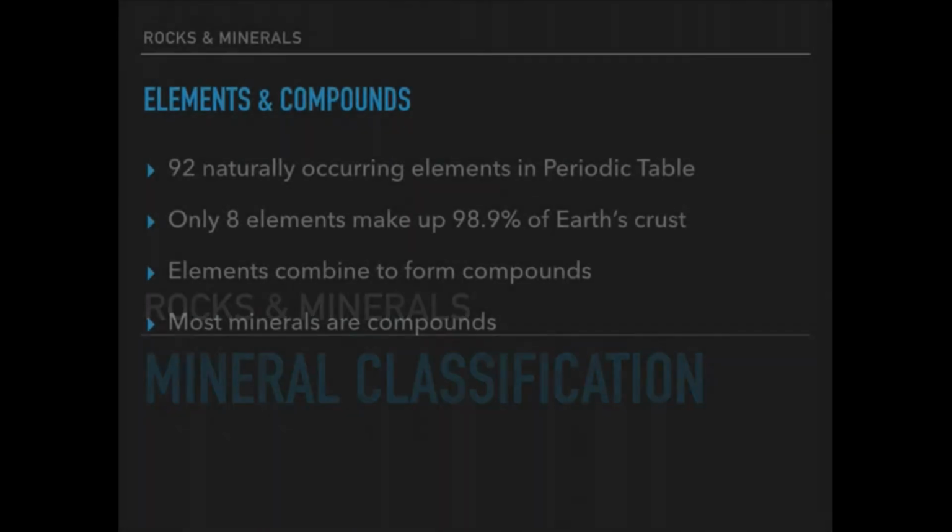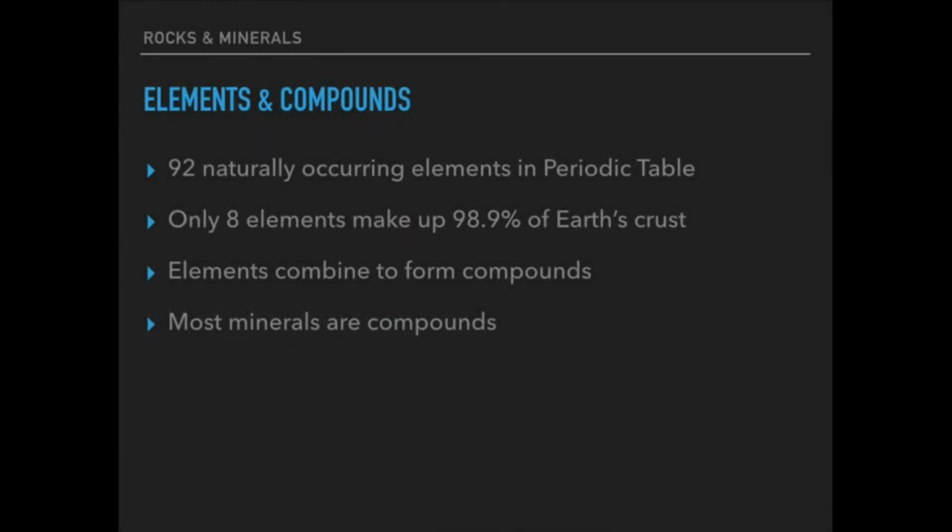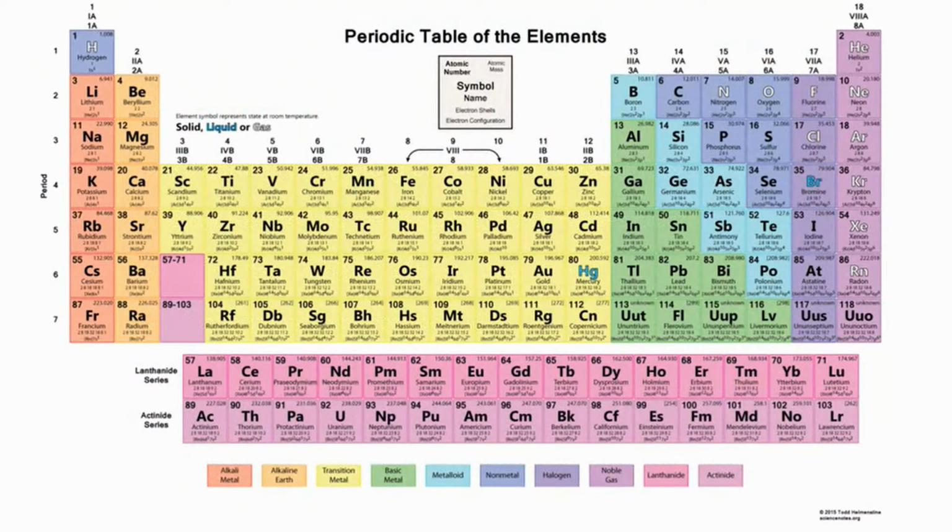Now, if you remember in previous episodes, we talked about the elements and we looked at the periodic table. I remember there's 118 elements in the periodic table, but only 92 elements are naturally occurring. The rest are all synthetic, made in the laboratory.